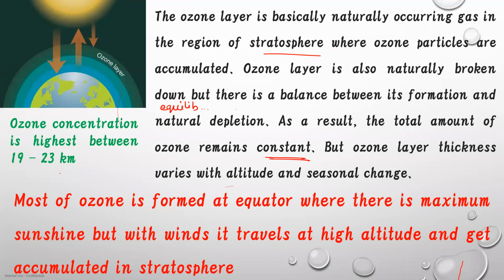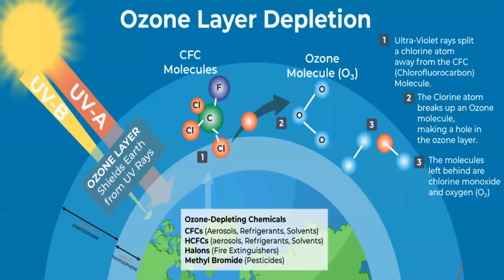Read this part also. Ozone concentration is highest between 19 to 23 kilometers. Most of ozone is formed at the equator where there is maximum sunshine, but with winds it travels to high altitude and gets accumulated in the stratosphere. Now this diagrammatic representation shows what we have just now discussed.